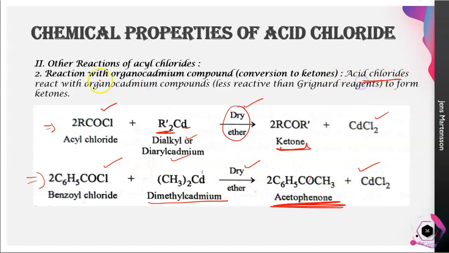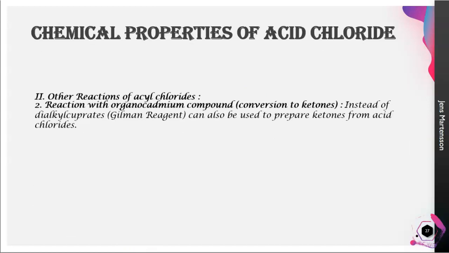Cadmium dichloride is released as a side product. What is happening is that the acid chloride reacts with an organocadmium compound, which is less reactive than a Grignard reagent, to form ketone. So whenever you see a reaction in which the acid chloride is reacting with dialkyl or diaryl cadmium in dry ether, and they have put a question mark, you know it is going to get converted into ketone. Understanding?